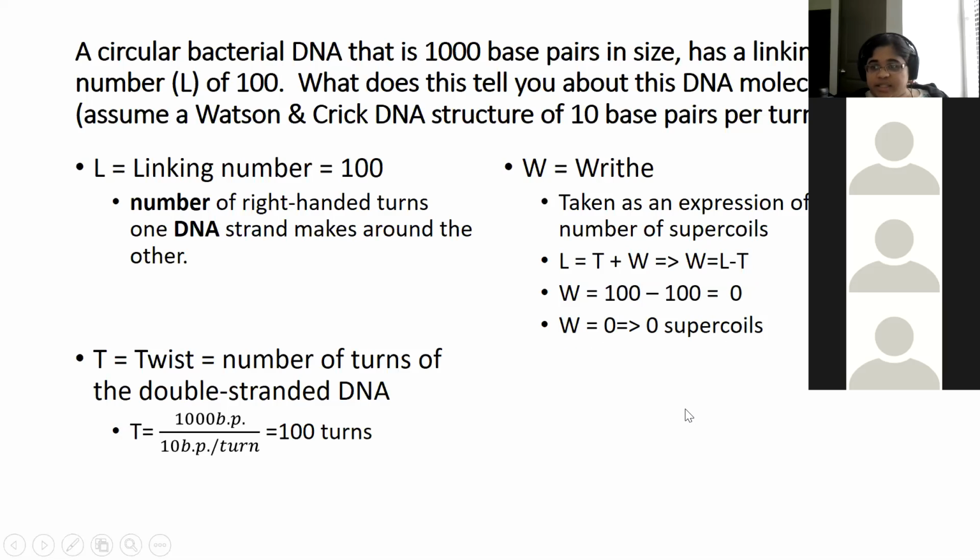I guess I forgot to turn the animations on for this one. But this is a similar question, except instead of 2,000 base pairs, you have 1,000. When you come down, you have 100 turns for twist. And then writhe, you end up with 0. A writhe of 0 is essentially saying that you do not have any supercoiling going on. Does that make sense? Yeah. Okay.